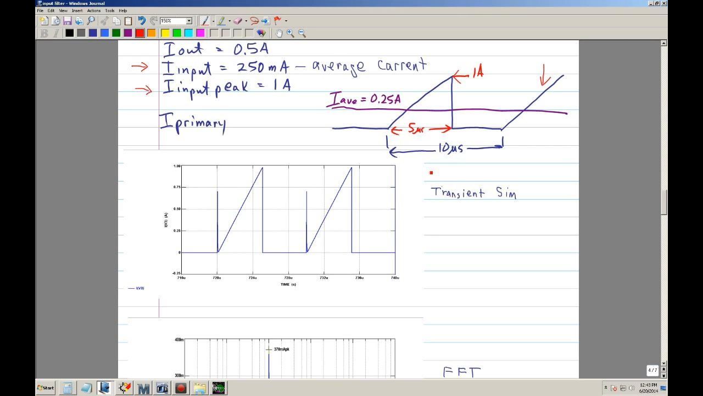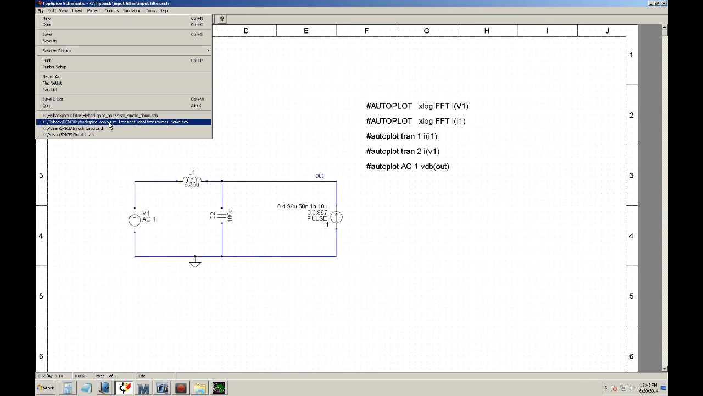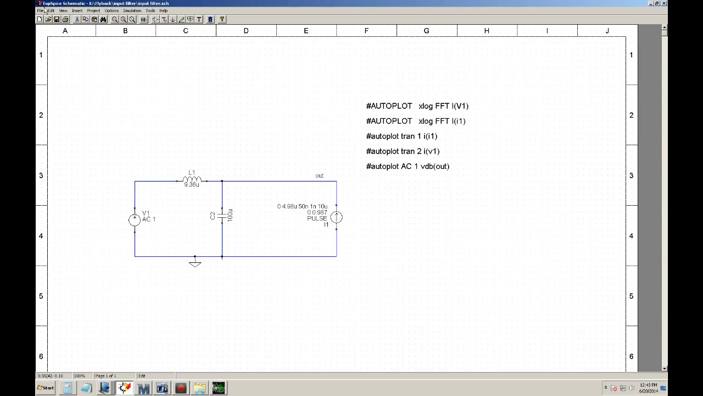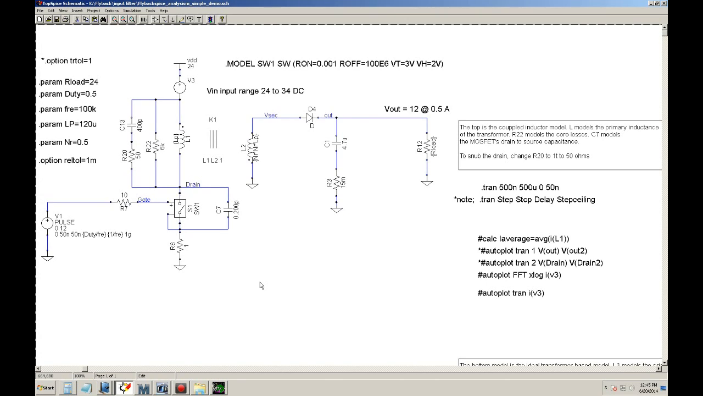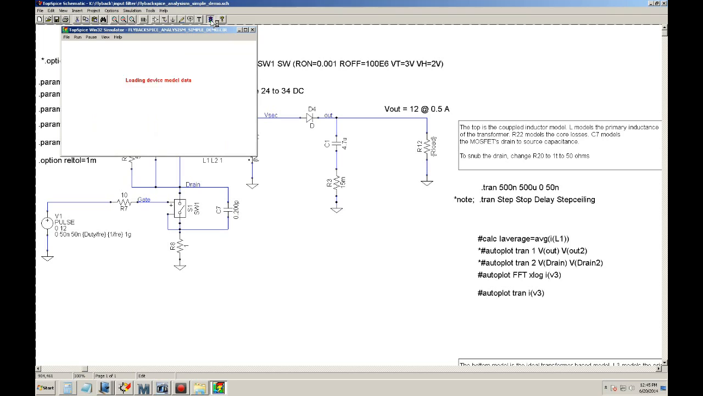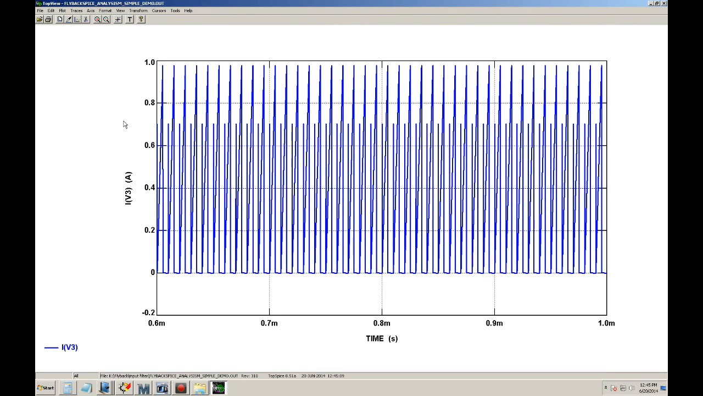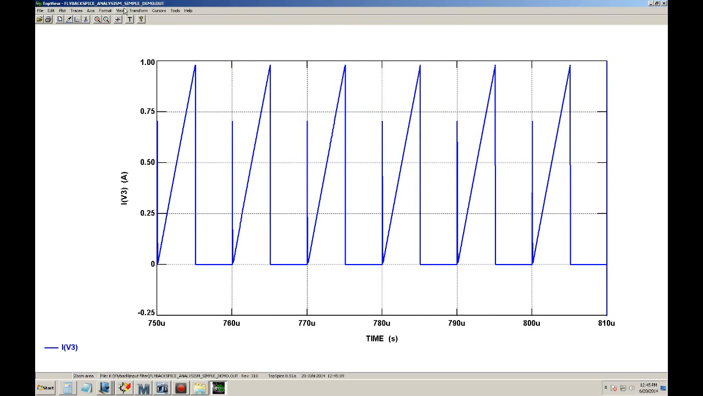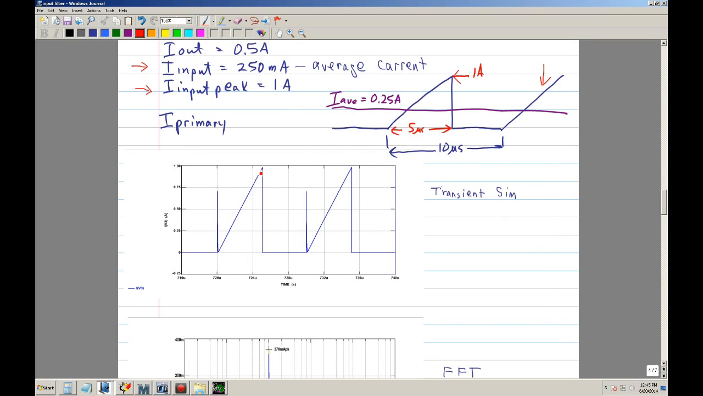When I did the simulation, let me go ahead and show a quick simulation of that. Okay, I found the file. This is the simplified schematic. I'm not using a MOSFET, I'm using a switch. When I run the simulation, this is the plot that I get. If I put the cursor up here, I get approximately 1 amp. It's actually 978 milliamps, which is close enough. So that would be that plot.